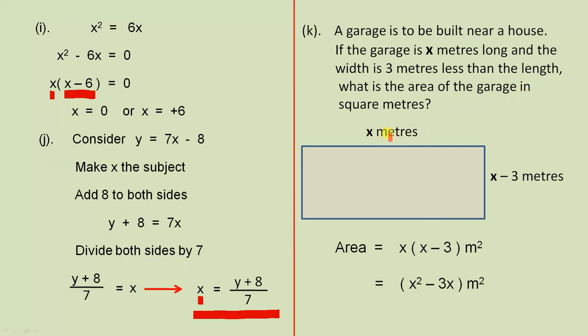So here's the length, x meters. Therefore the width must be x minus 3 meters because it's 3 meters less than the length. So it's x minus 3. We know area is length times width, which is x times x minus 3, which is x squared minus 3x square metres.